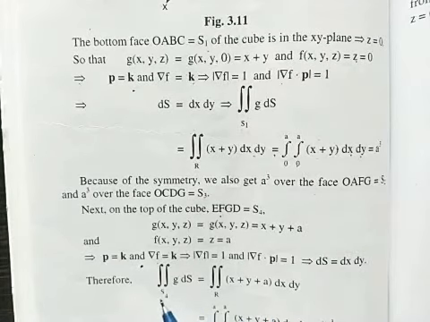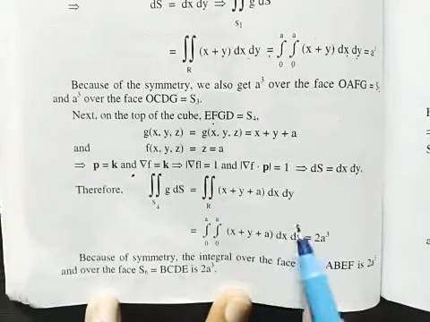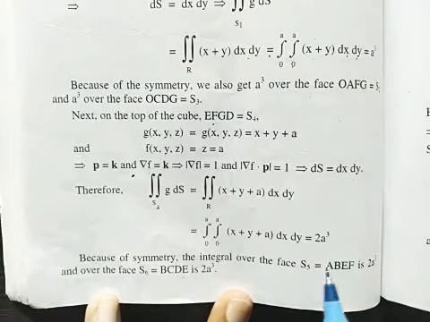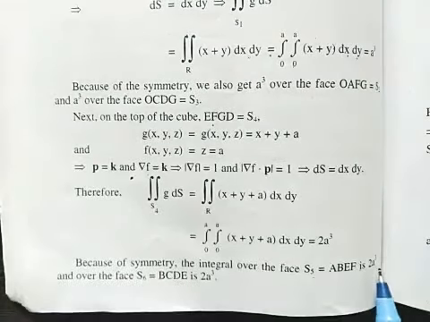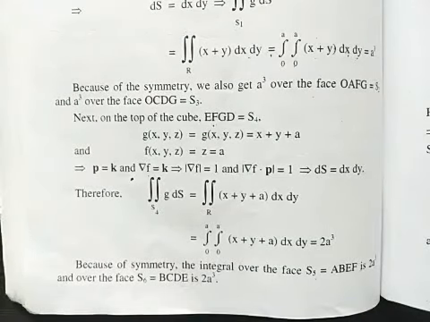So the integral over S4 of g ds is x plus y plus a, where function g is x plus y plus a, dx dy. Here again x and y both vary from 0 to a. After solving this integral, we will get 2a cube. Okay. So similarly, again by symmetry, for the remaining surfaces, S5, which is ABEF, the answer will be 2a cube, and for the next surface BCDE, the answer will be 2a cube.